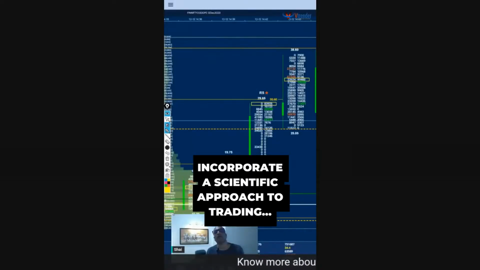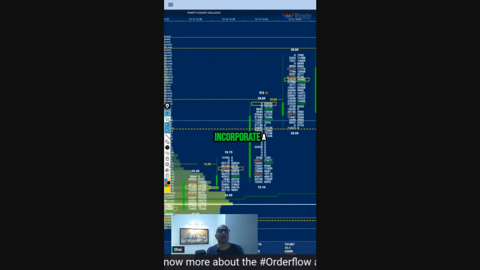What we are trying to do over here is incorporate a scientific approach to trading the markets based on what the market is telling us, not based on our view of the market. It's based on what the market is doing and the message it is giving us. And order flow is the clearest sign of what the market intends to do and what it wants to do.